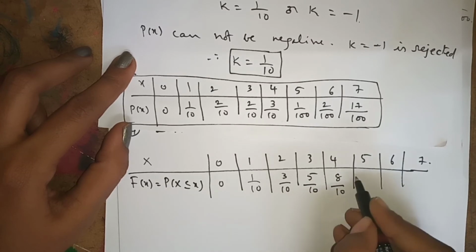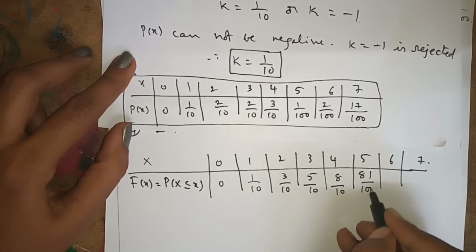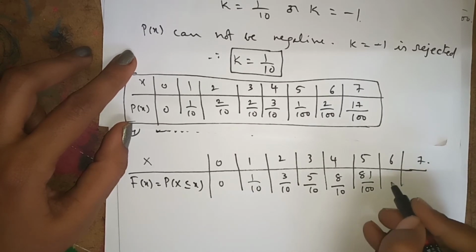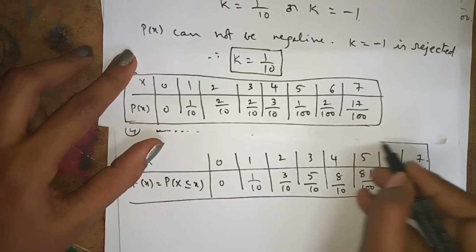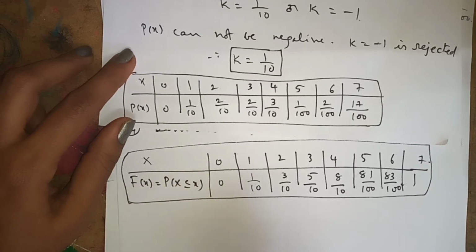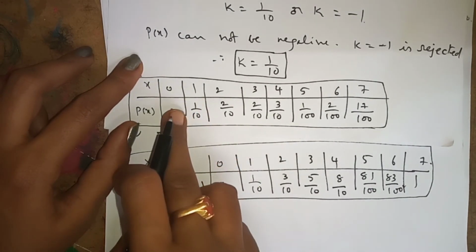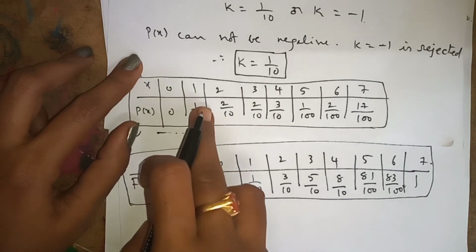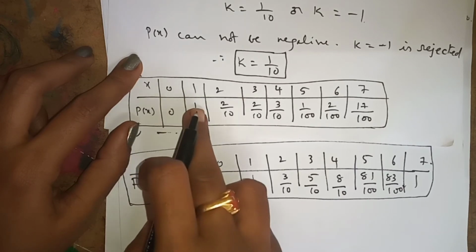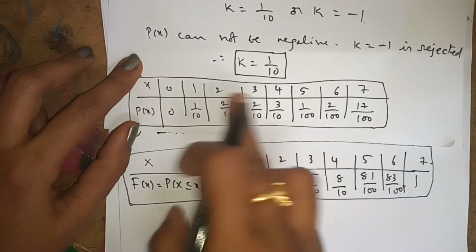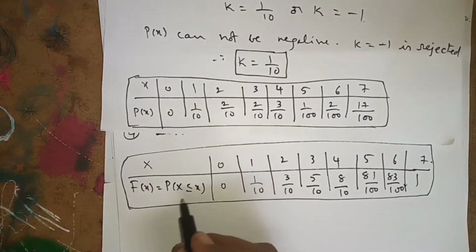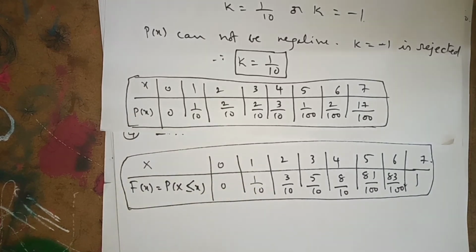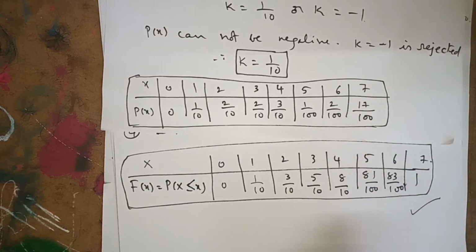Cumulatively, you have to add 81 by 100, here 83 by 100, and here at last you will get 1. For the first value only 0, for the second value 0 plus this one, for the third value first one plus second one plus third one, for the fourth first plus second plus third plus fourth. Like this we have to add cumulatively. That is the meaning of P of X less than or equal to x. This is the distribution function answer.